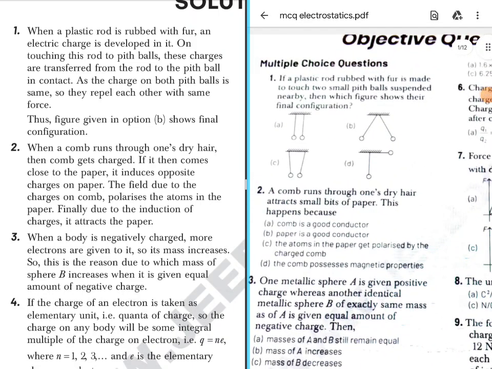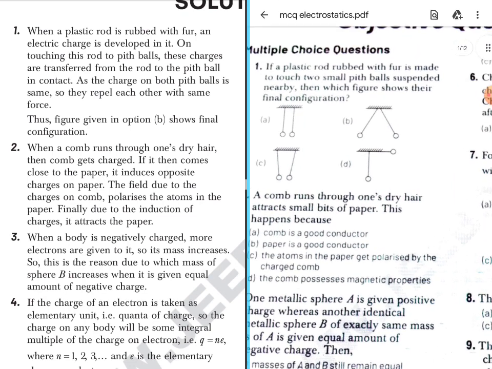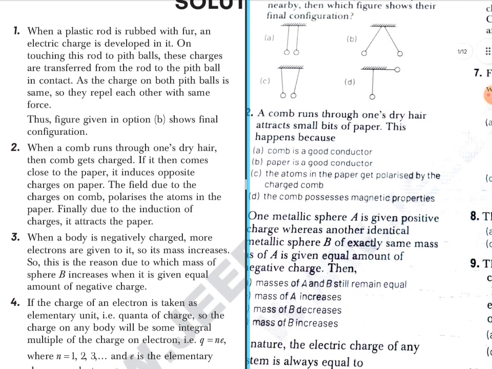If a plastic rod is rubbed with fur, the rod obviously will gain a negative charge. Now you're going to touch the two small pith balls with it. The negative charge will be transferred to the balls, both balls will get negative charge and will be repelled with equal and opposite force, option number B. That's the right answer. Let's go to the next question.